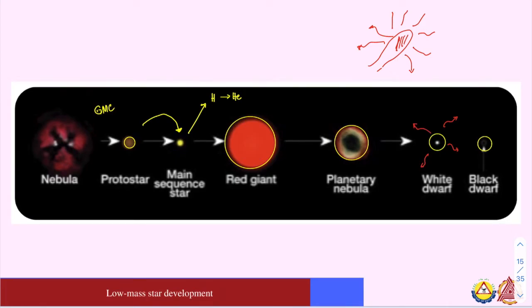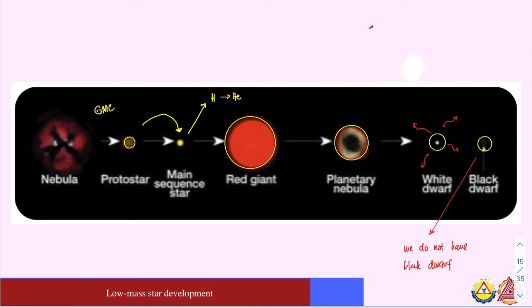Now, a funny thing, our universe is actually very young. It is still too young for black dwarfs to develop. So currently, we don't have black dwarfs. The universe is still very young. In the next, I don't know, billions or trillions of years, we will finally have our first black dwarf, from those really old stars.